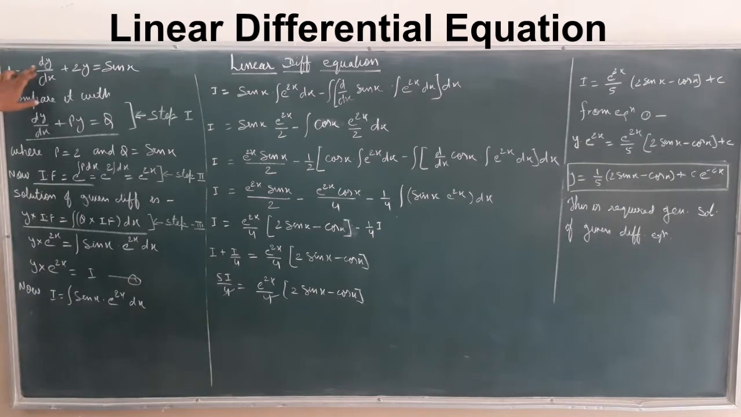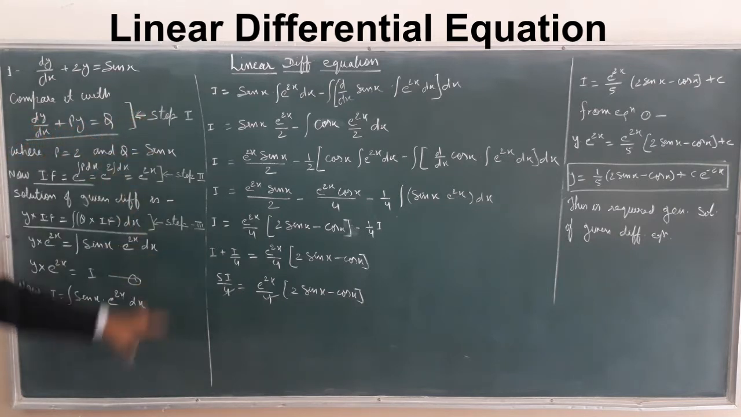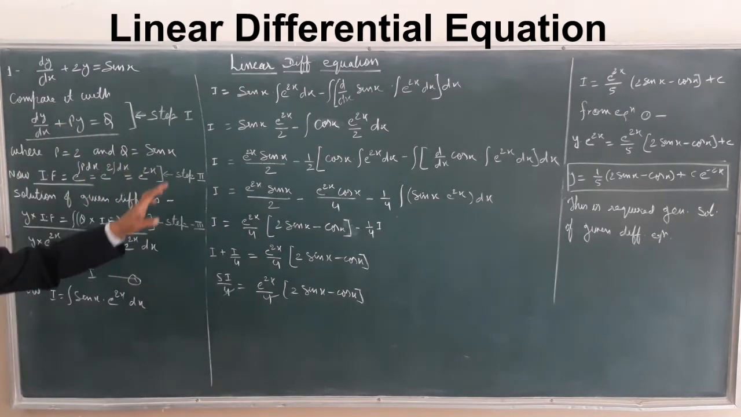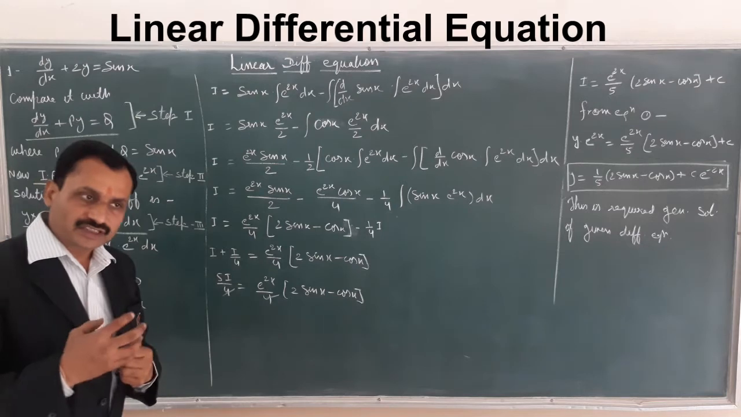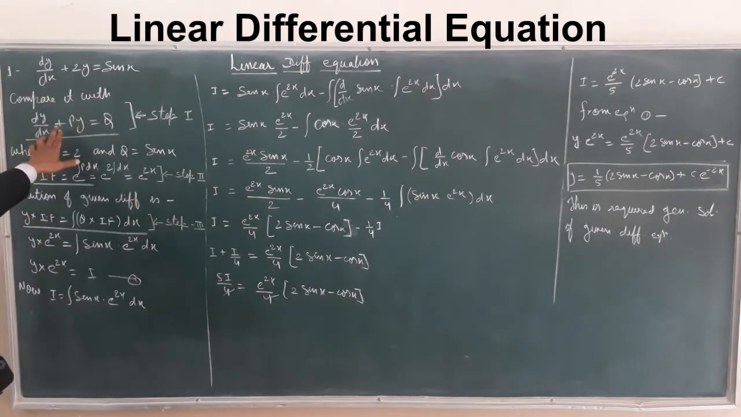The first question is dy/dx + 2y = sin x. The given question is already in the form dy/dx + Py = Q. If it is not given in that form, we have to divide or multiply, whatever operations are needed, to make the equation into the form dy/dx + Py = Q. This is our first step. The given equation is compared with this form, so the value of P is 2 and the value of Q is sin x.